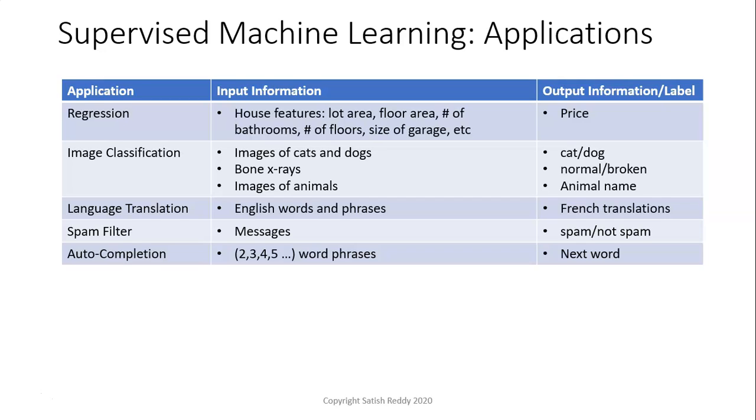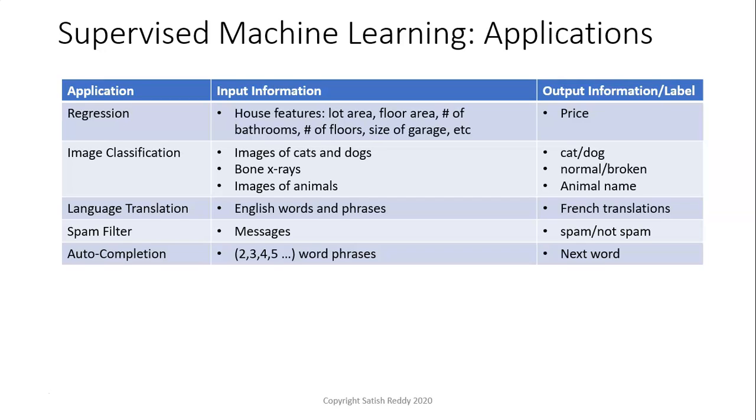So let's look at some applications. The first one is regression, and specifically house price prediction. The input information would consist of features of the house, such as lot area, floor area, number of bathrooms, number of floors, size of garage, and so on. I'm sure you can think of tens of other features that might impact the price of a house. The output information would be the house price.